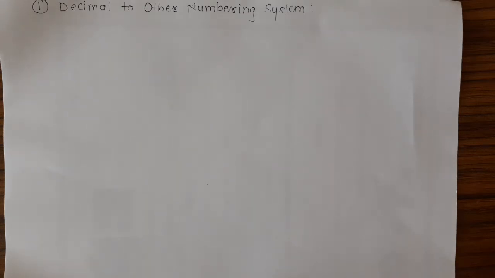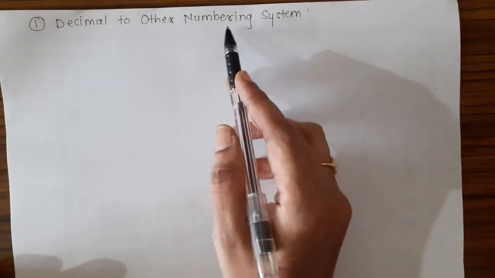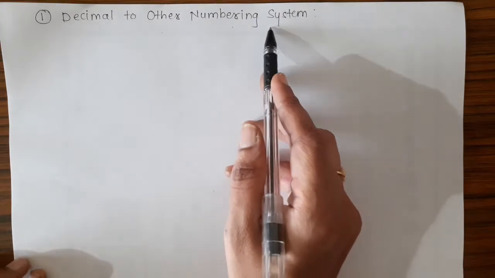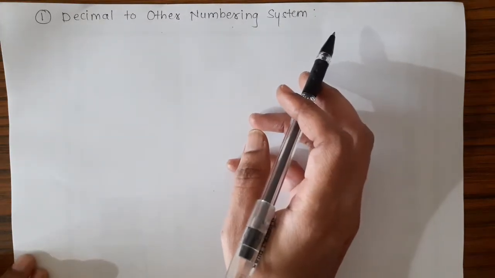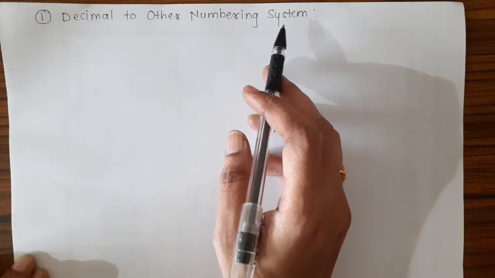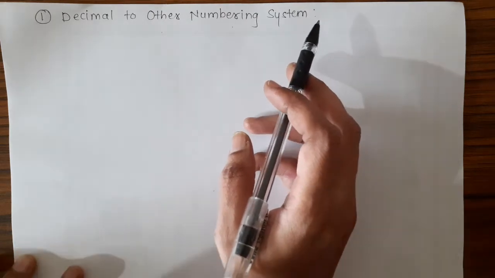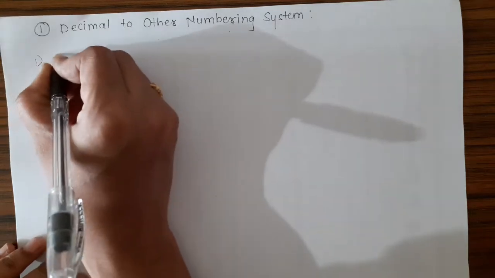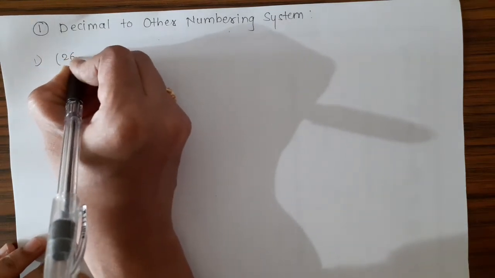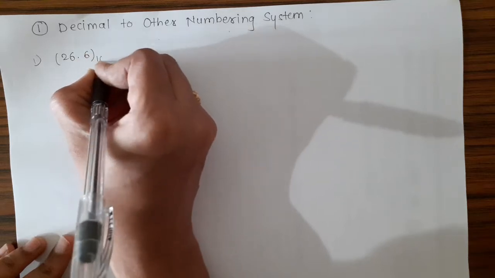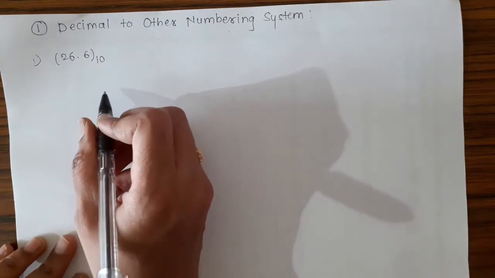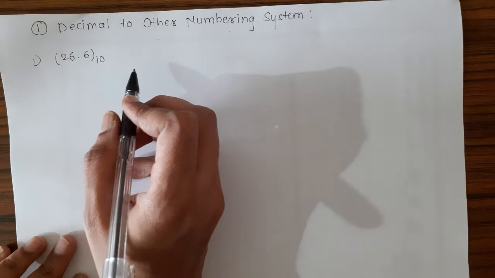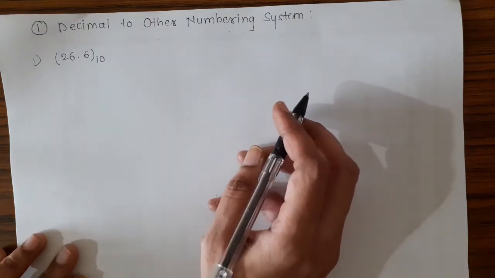With this video, we will see the first type of conversion, decimal to other numbering systems. Other numbering systems refer to the binary, octal and hexadecimal numbering systems, which have radix 2, 8 and 16 respectively. We'll consider the first example, which is to convert 26.6 in decimal. Here we are going to obtain its equivalent binary, octal and hexadecimal.